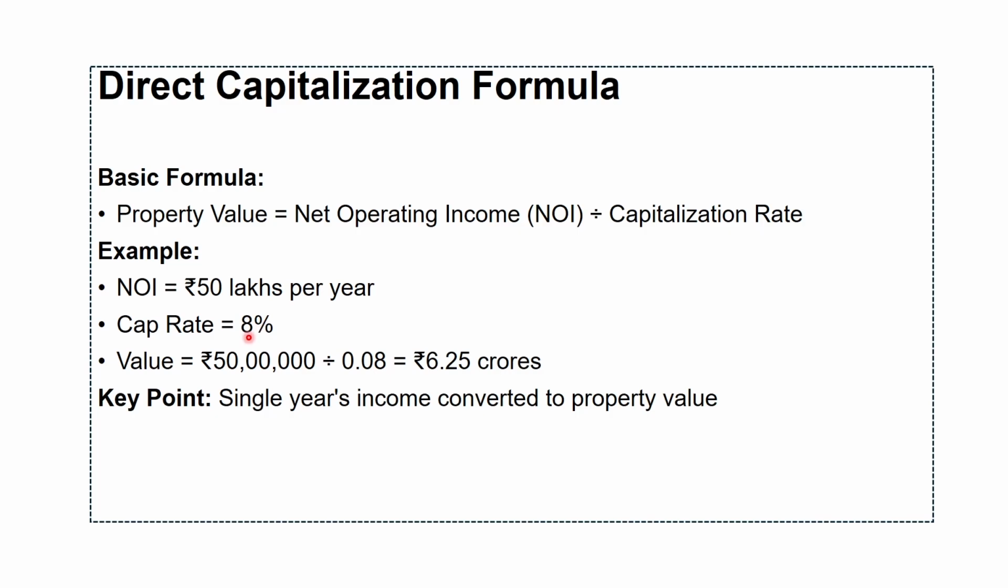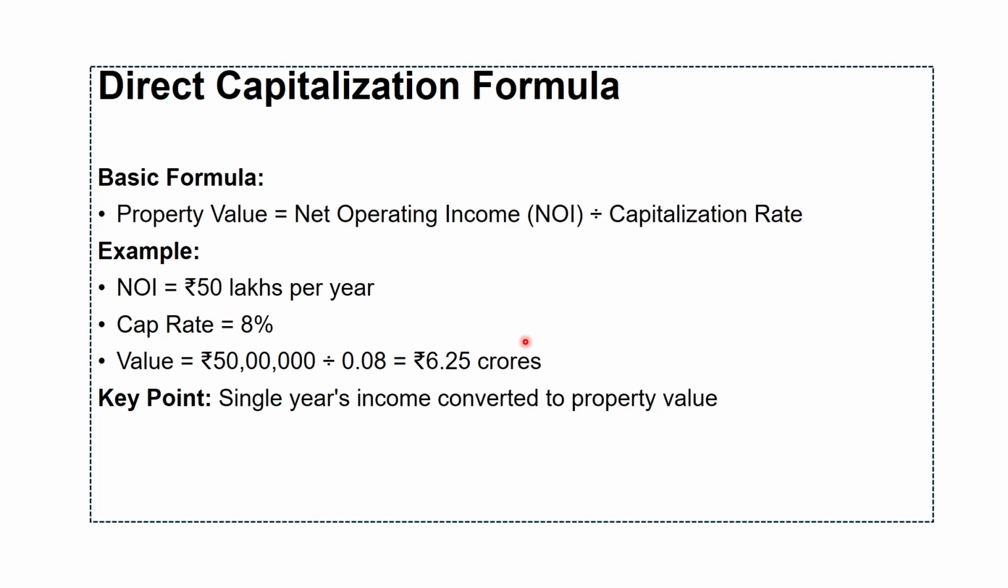But for now, understand that this is the property's annual income after all operating expenses, but before debt service and taxes. The cap rate of 8% represents the annual return an investor expects on an all cash purchase. So, if someone pays 6.25 crores for this property and it generates 50 lakhs annually, then they are earning an 8% return on the investment in the first year. The calculation gives us 6.25 crores. This means that at the current income level and market expectation, this property is worth 6.25 crores.